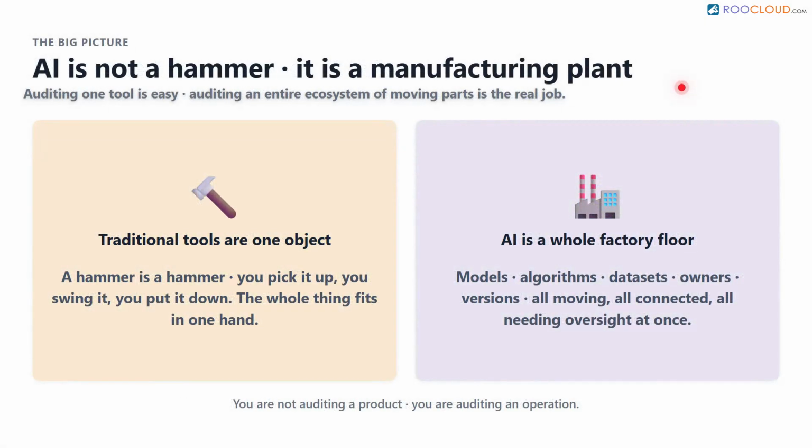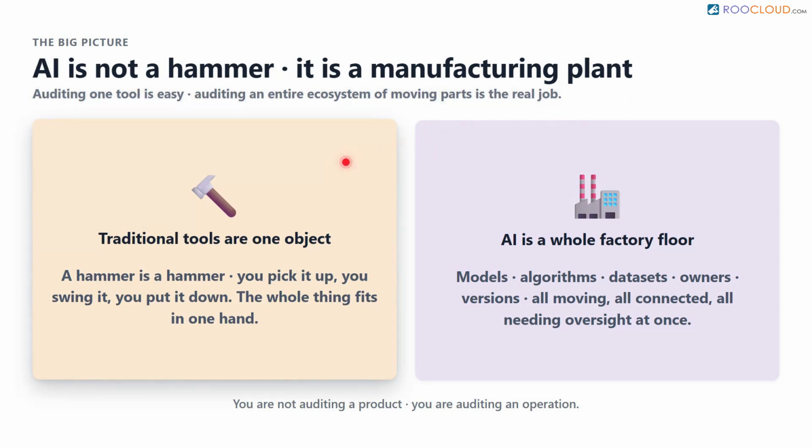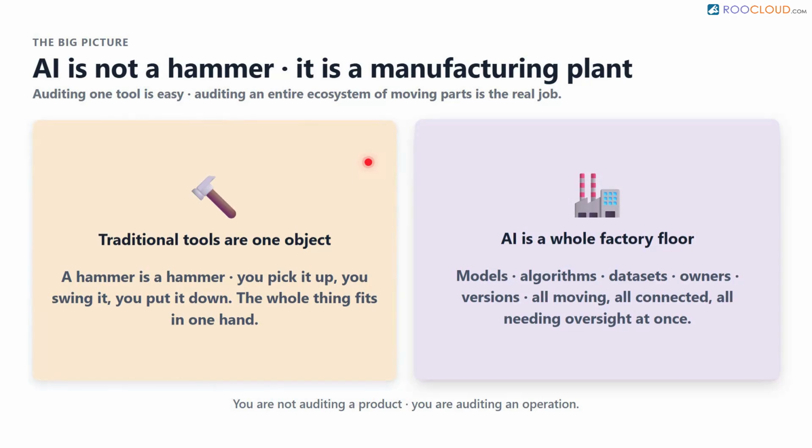The first major concept is understanding that artificial intelligence solutions are fundamentally different from traditional information technology assets. A standard software program is like a simple hammer. It is one tool that does one job, and it is easy to track. Artificial intelligence is not like a simple spreadsheet application. Instead, an artificial intelligence solution is like a massive, automated manufacturing plant. It is composed of many interconnected systems.